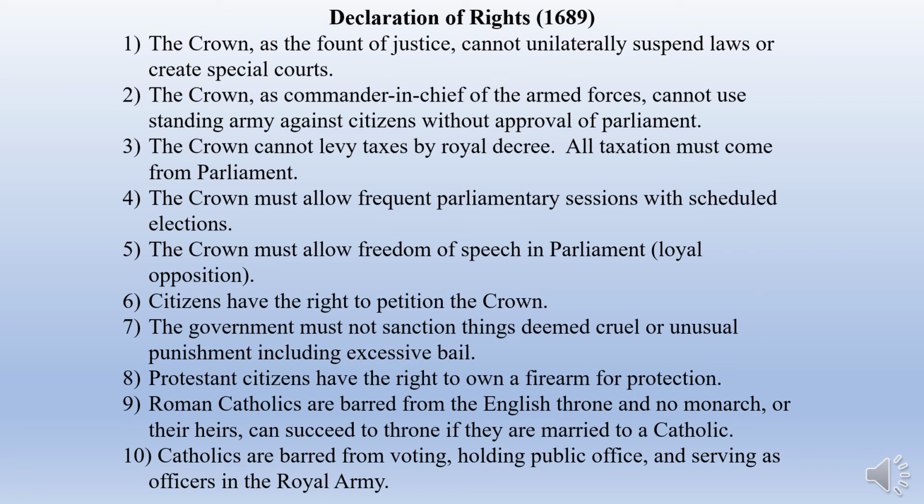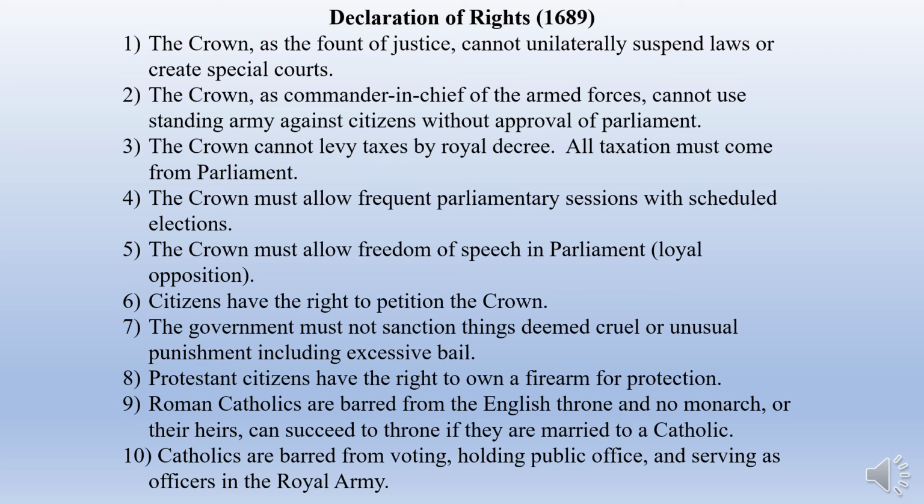Now, the English Declaration of Rights of 1689, again, some of these are going to look very similar to some document we have here. First of all, they called the crown, the entity of the crown, not the specific person, but the office of the crown, the king or queen, the fount of justice. And what this means is that the king or queen is supposed to uphold the law. And therefore, the king or queen cannot unilaterally suspend laws or create special courts. Everything has to go through the traditional legal system.